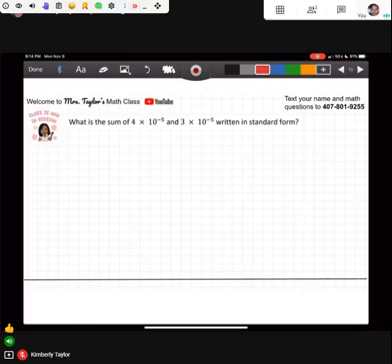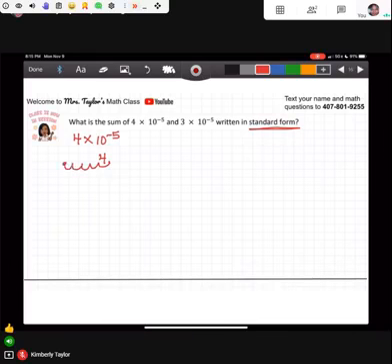It says, what is the sum of 4 times 10 to the negative 5th plus 3 times 10 to the negative 5th written in standard form? Standard form means to write a number in the way that we normally see numbers. So I have 4 times 10 to the negative 5th. And all that means is take this 4 and move your decimal to the left 5 times. So right now my decimal is behind the 4, or to the right of the 4, and I need to move it 5 times to the left. So 1 time, 2, 3, 4, 5.